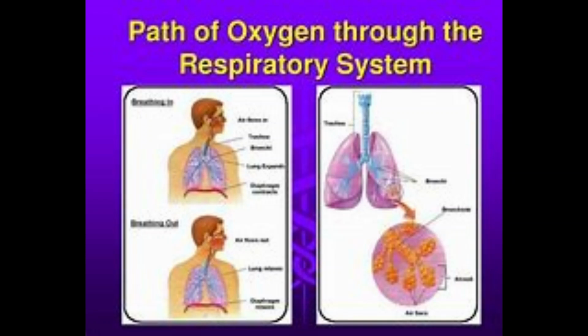When we breathe in, air first enters into the body through the nose or mouth. Here, the air gets warm and moist, since cool, dry air can irritate the lungs. Subsequently, air passes through the airways and travels down into the lungs.